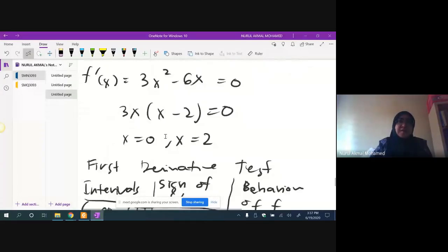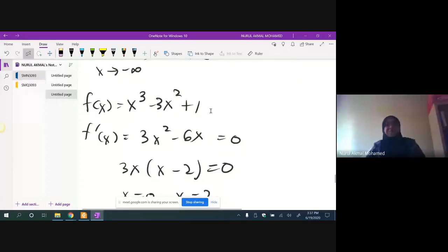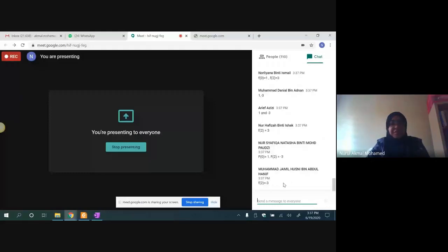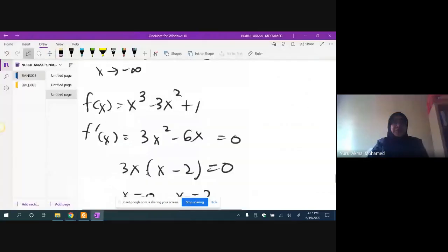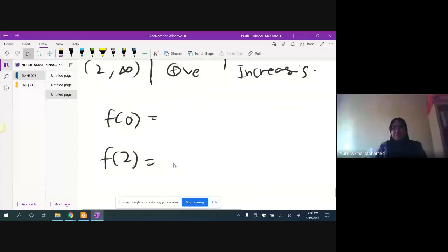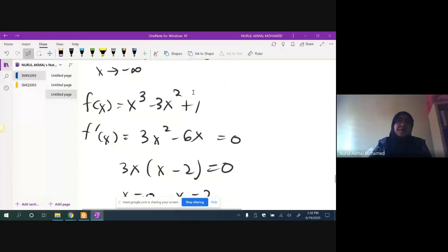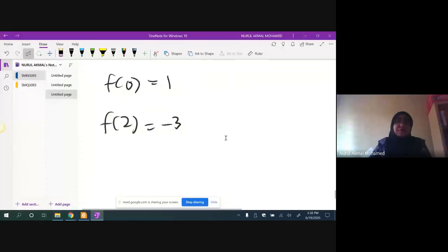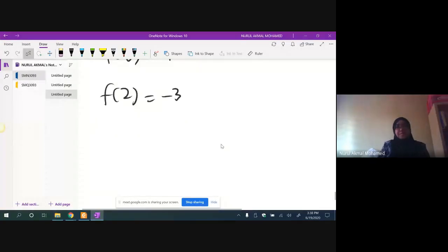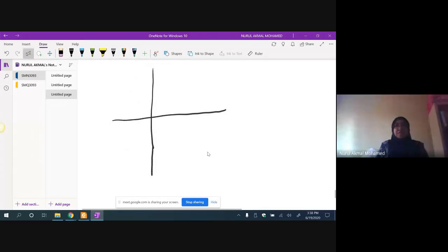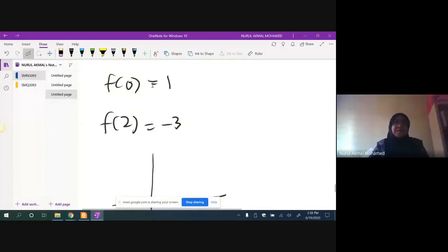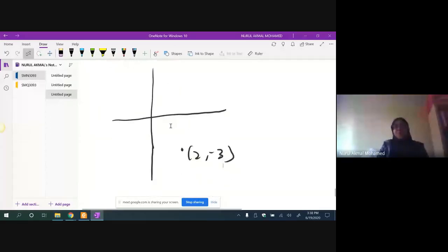The f is x cubed minus 3x squared plus 1. f of 0 is 1, f of 2 is negative 3. Okay, let's plot this. 2, negative 3, that is one point. And 0, 1, somewhere here. This is 0.